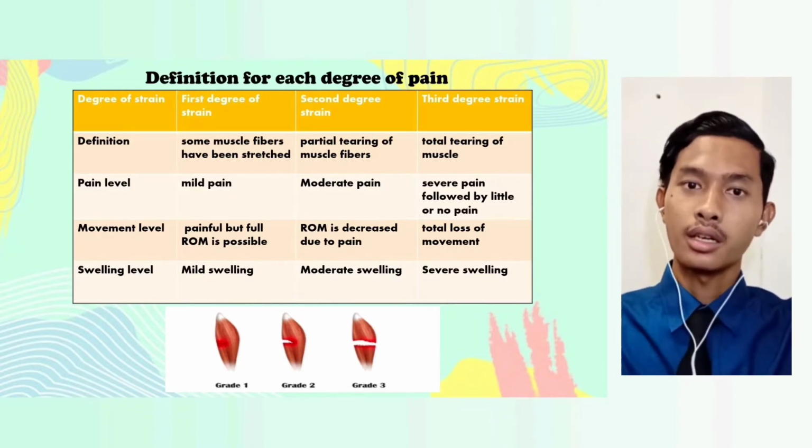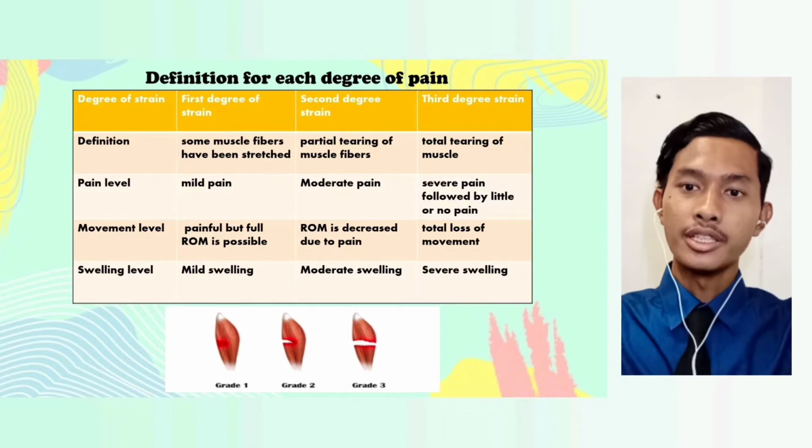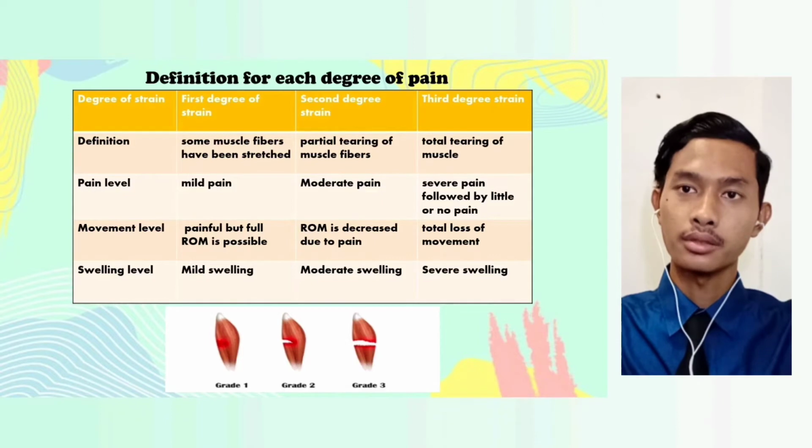For this slide, I will explain about the definition for each degree of pain for strain. The first one is the first degree of strain. It means that there is little tearing or stretching of the muscle tissue, but a full range of mobility is still possible. The muscle may feel stiff, but the muscle can still bear some weight. For example, if they want to do light exercise, it is still possible. The injured muscle will show some mild swelling and give mild pain.